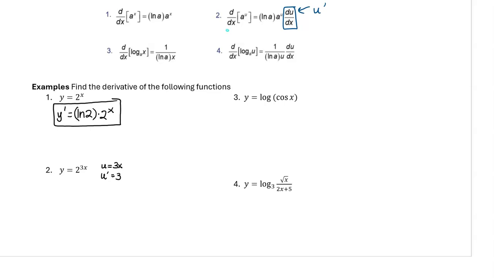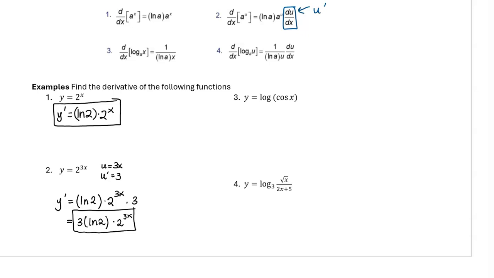So now I'm going to start filling out this version of the rule since we had something other than x in our exponent to see that y prime is equal to natural log of a, which is natural log of 2 in this case, multiplied by a to the u, so that's 2 to the 3x, and then we have to multiply by the derivative of u, which in this case was 3. I'm just going to move some things around here so this looks a little bit neater and write our final answer as 3 multiplied by natural log of 2 multiplied by 2 to the 3x.